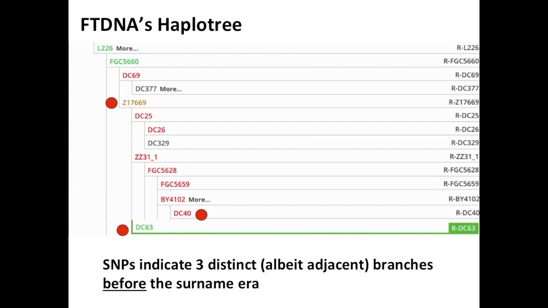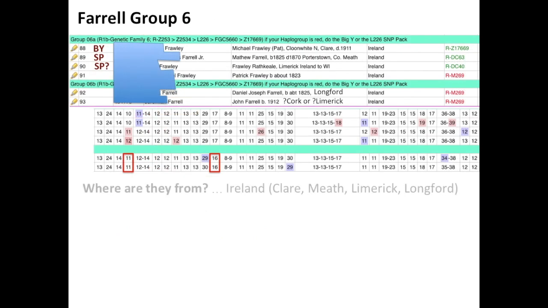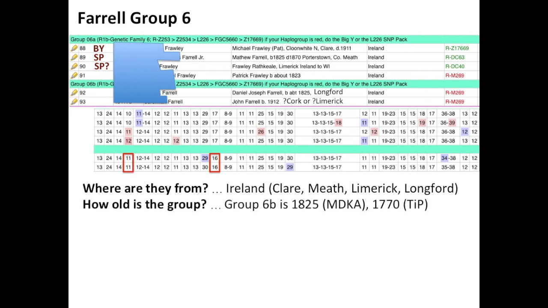We can date these branches. You can see there's almost 700 years between two of the members of this group. So they have been incorrectly grouped because their genetic signature looked like it was close, but in actual fact it was much further away than it appeared. So that's Farrell Group 6. They came from Ireland. These last two here, TiPTool is suggesting 1770.